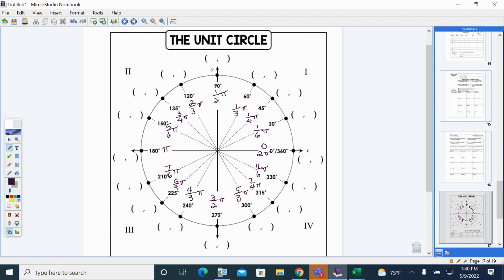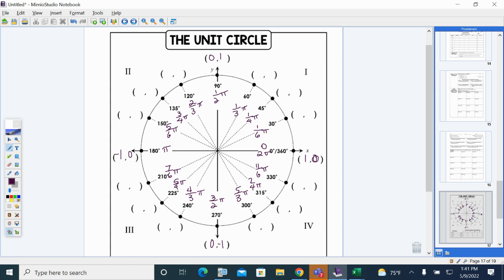And then we'll add our ordered pairs. So I'll add the ones that are on each axis. At 0 or 360, you have (1, 0). At 90, we got (0, 1). At 180, we got (-1, 0). And at 270, (0, -1). All right. So those are actually called, if you remember from your notes in the previous video, our quadrantal angles. And now I'm going to add in the rest.